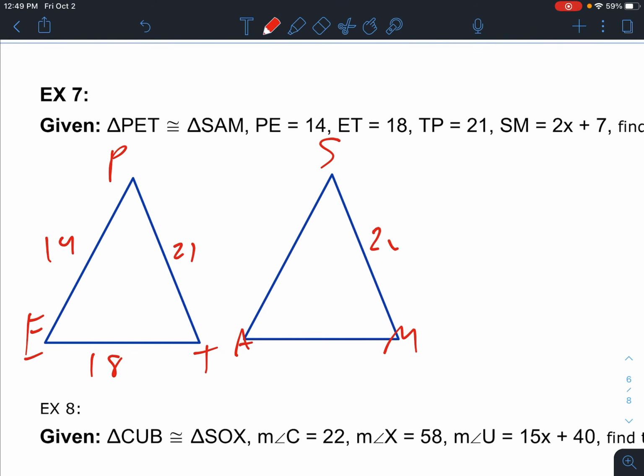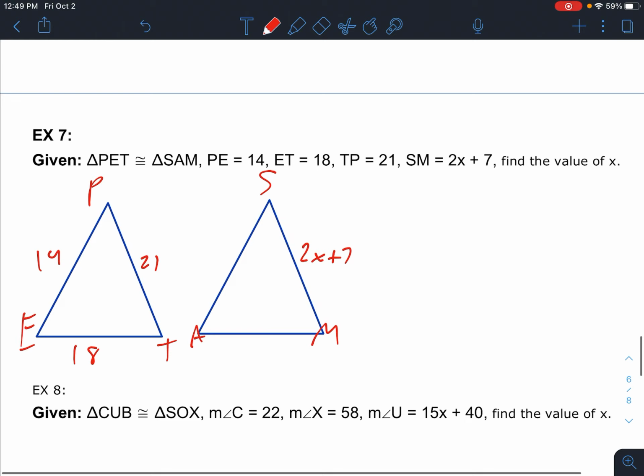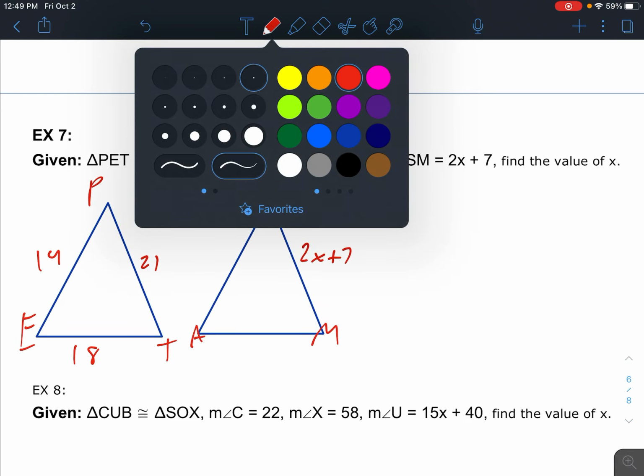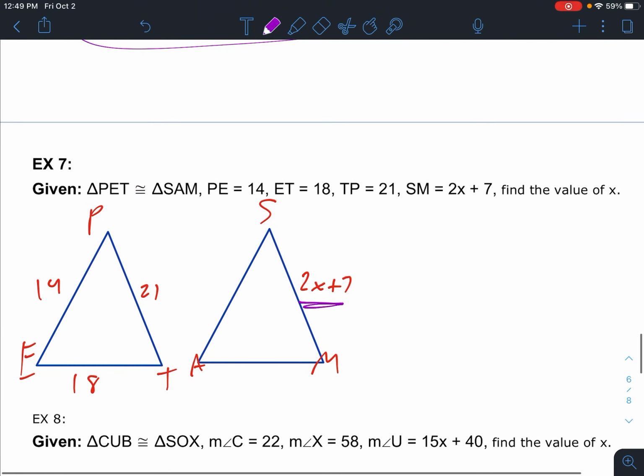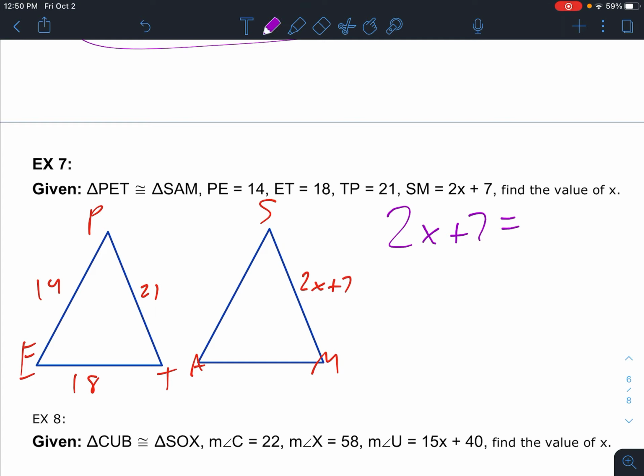And we also know SM is 2x plus 7. If you've drawn your picture correctly, this is going to be a very simple problem. So it says find the value of x. Well, x is right here. And SM must equal PT. Subtract 7 and divide by 2.